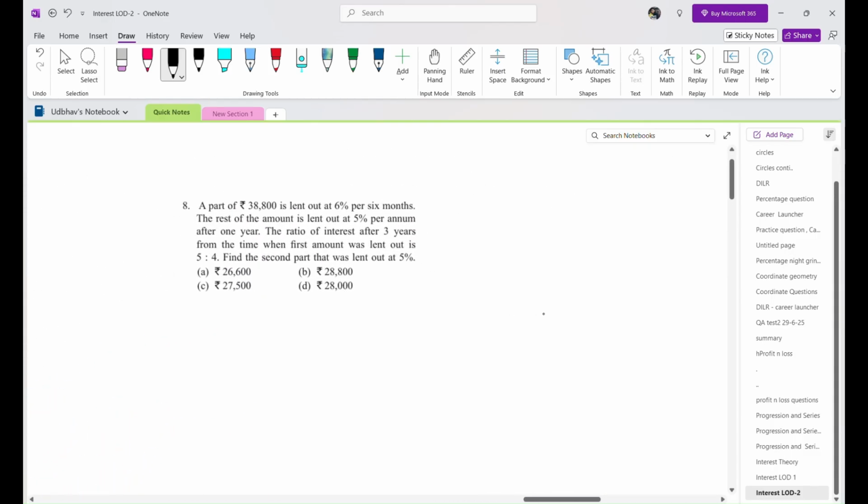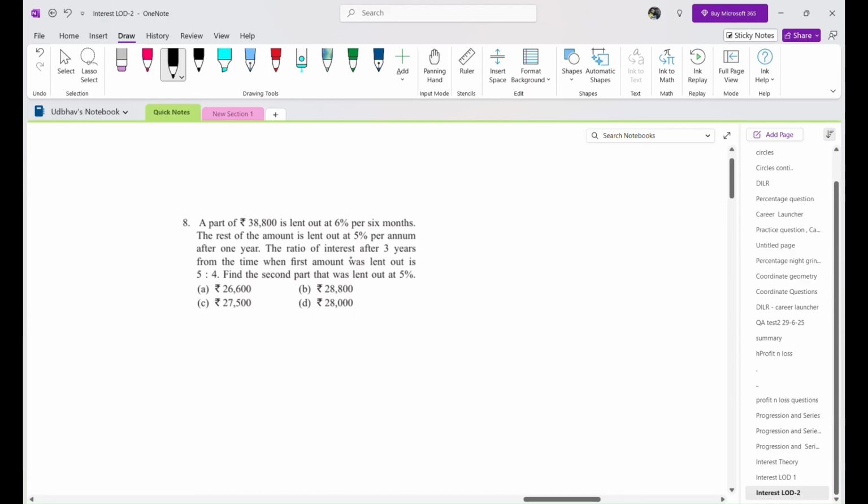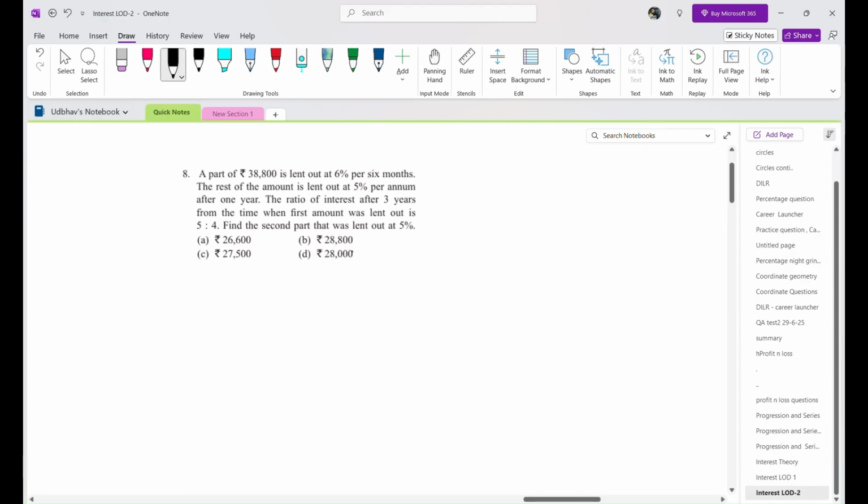A part of 38,800 is lent out at 6% per 6 months. The rest amount is lent out at 5% per annum after 1 year. The ratio of interest after 3 years from the time when first amount was lent out is 5:4. Find the second part that was lent out at 5%. Okay.